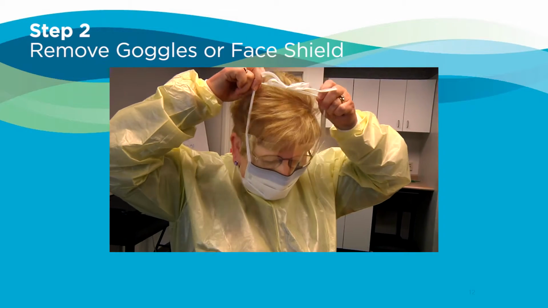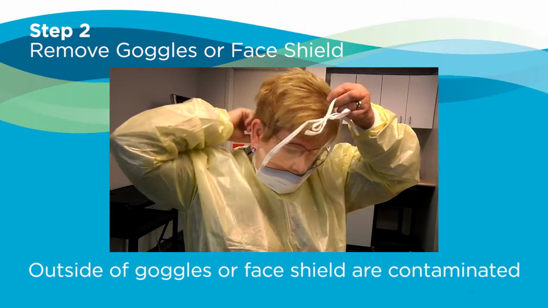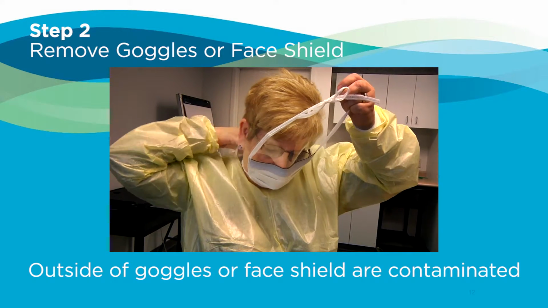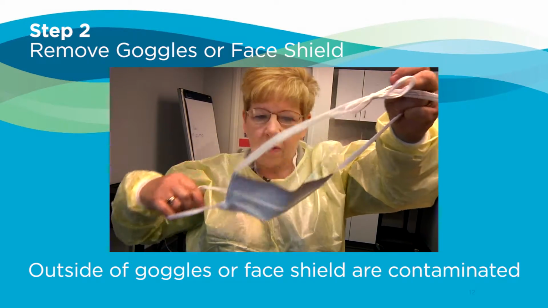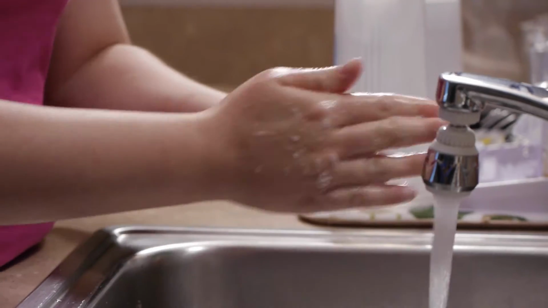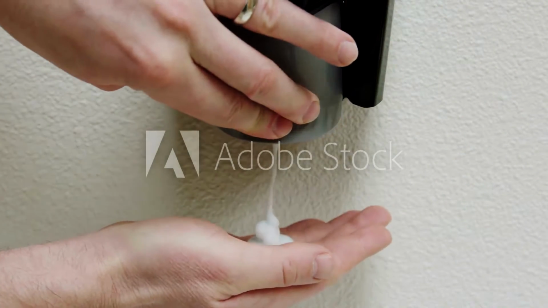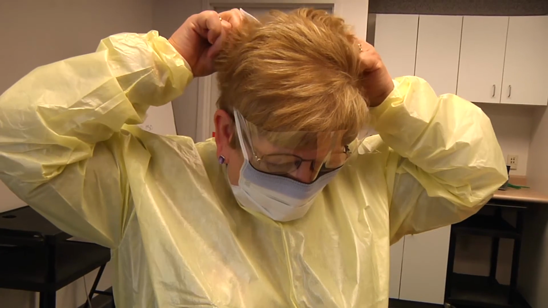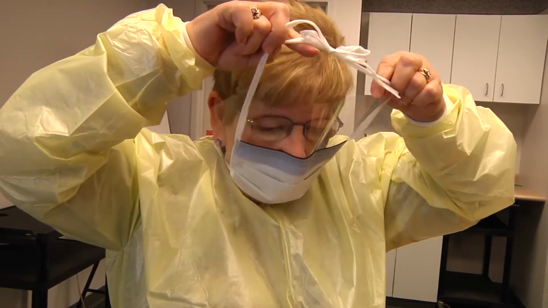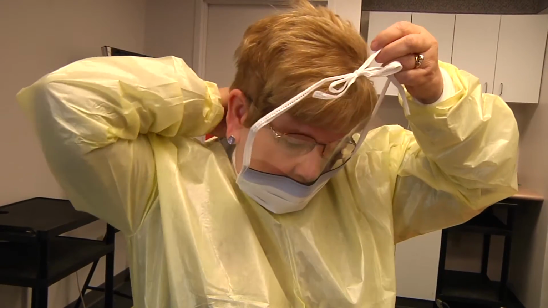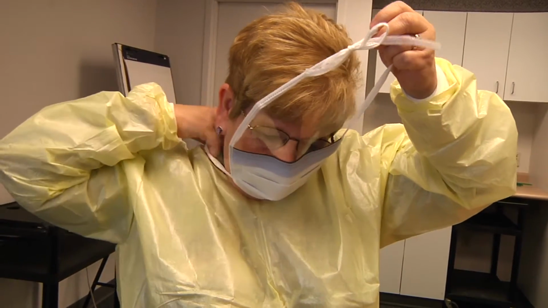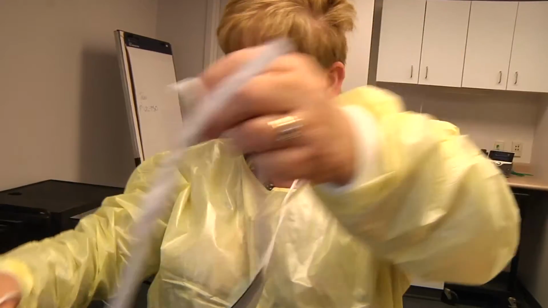Next, we will remove goggles or face shield. Outside of goggles or face shield are contaminated. If your hands get contaminated during goggle or face shield removal, immediately wash your hands or use an alcohol-based hand sanitizer. Remove goggles or face shield from the back by lifting headband or earpieces. If the item is reusable, place in designated receptacle for reprocessing. Otherwise, discard in a waste container.